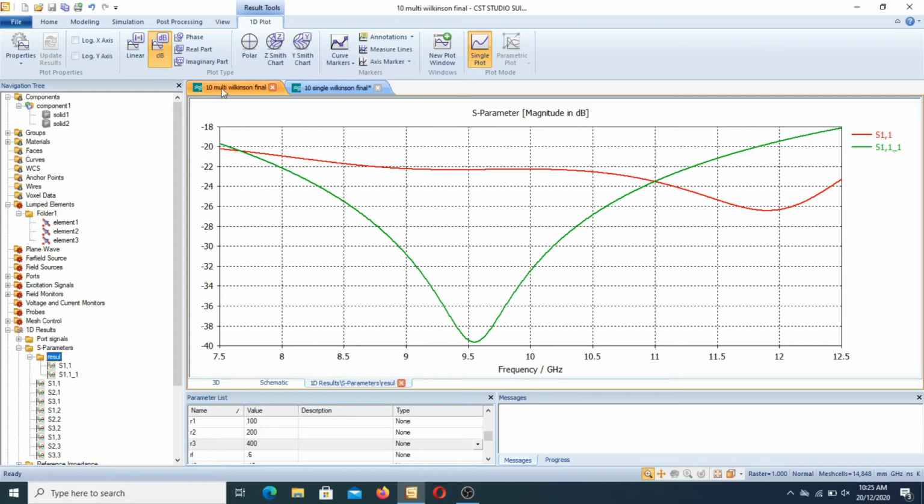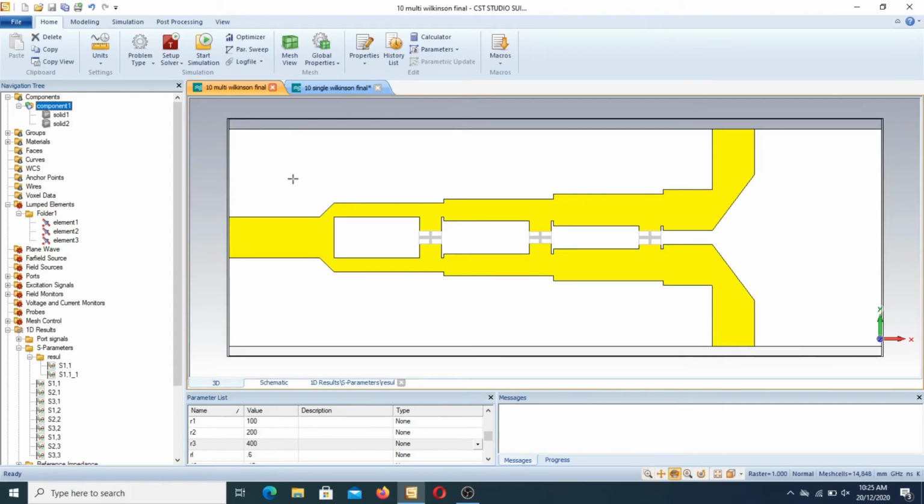Now how is the multi Wilkinson divider designed? The multiple section Wilkinson power divider is designed as I designed the single Wilkinson. We have to make a copy of this, but while increasing the number of stages, the width should be increased. If you select the width of this, the same width is selected at that position. For example, if it is W0, it should be W0. If this is W1, it should be W1.